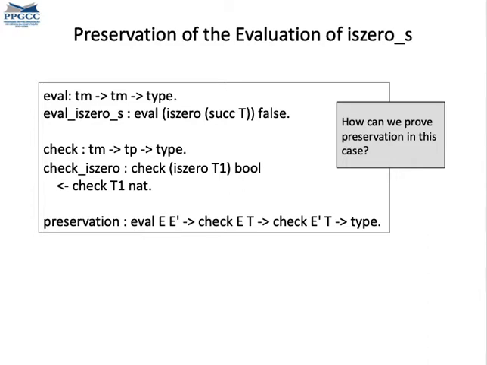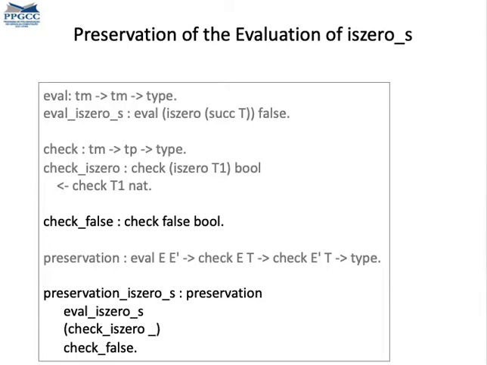We know that iszero of succ of t goes to false. How do we conclude the proof? Notice that in this case, you will not need induction. We simply use the rule check false. Again, we know that iszero of succ of t goes to false. We know that the type of the term, the original term I mean, is bool due to the rule check is 0. And the rule check false gives us that the type of false is bool.